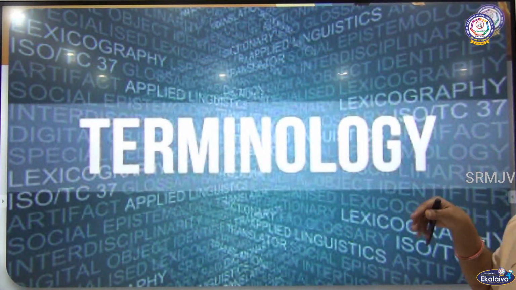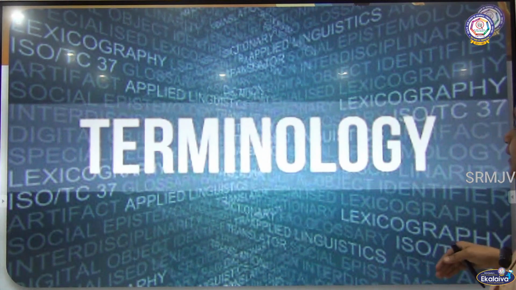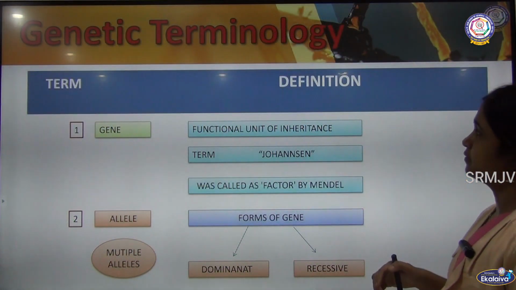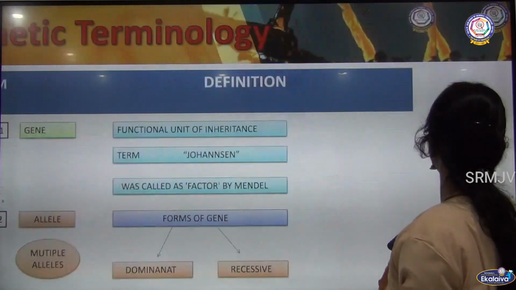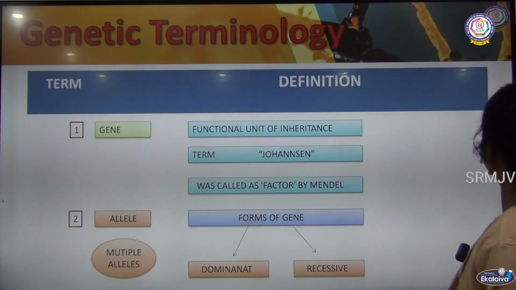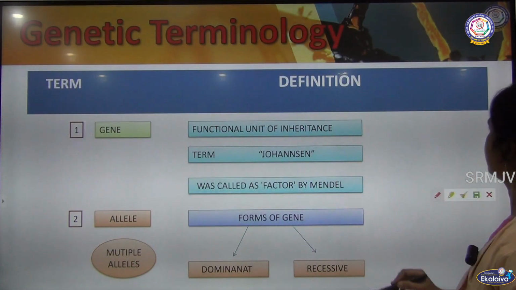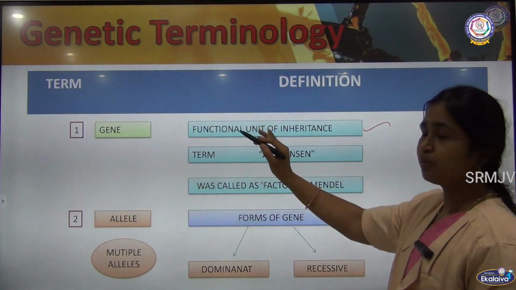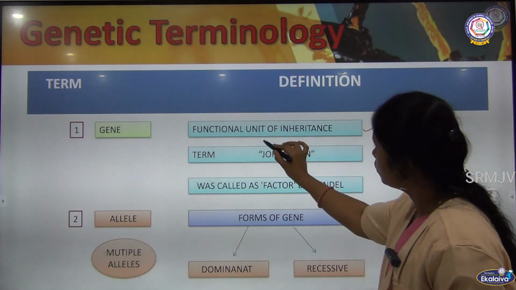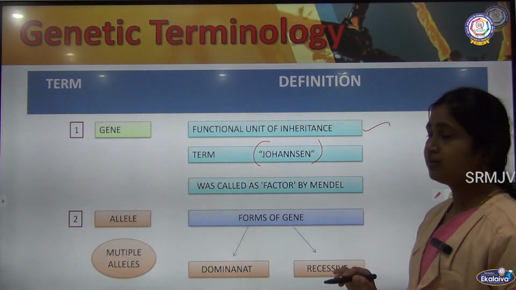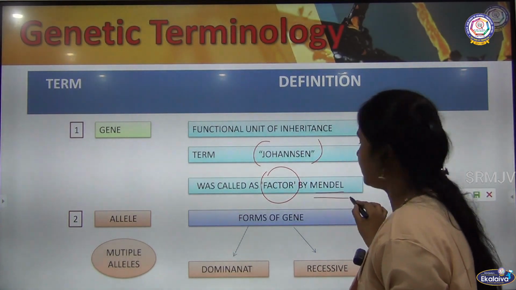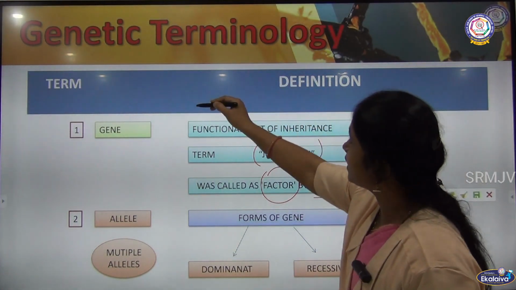So the same thing, we will go into the terminology still more deeply, the other terminologies. Gene. Gene is the functional unit, a functional unit of inheritance. The word gene was coined by Johansen, and it was called a factor by Mendel. Later it was corrected as gene.